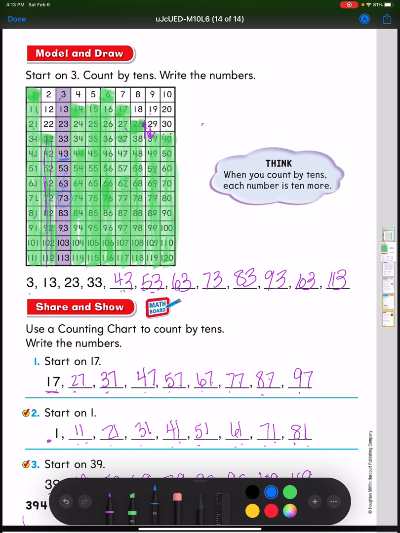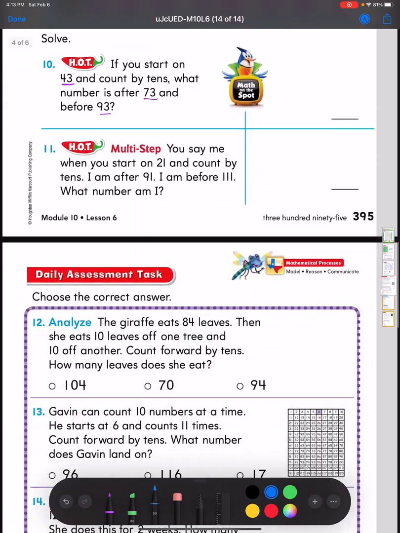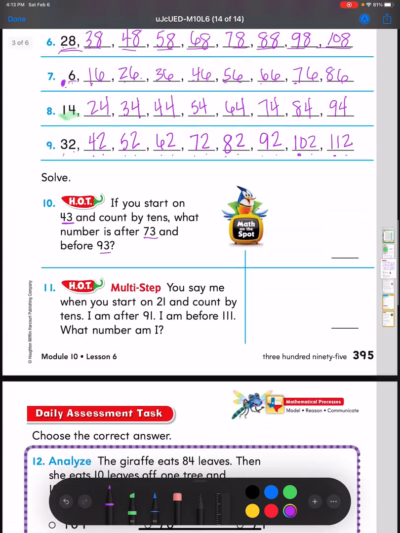And then it said between 73 and 93. So it comes after 73, but before 93. And I can see that the number in between 73 and 93 is 83. So I would write 83 right here. All right.